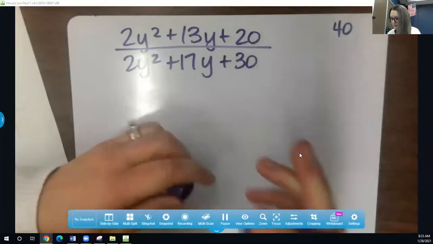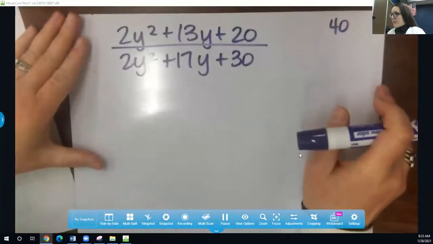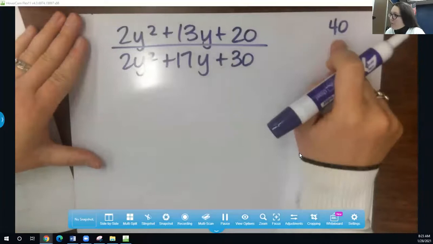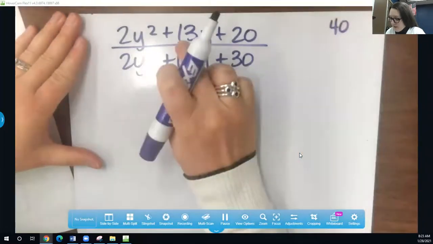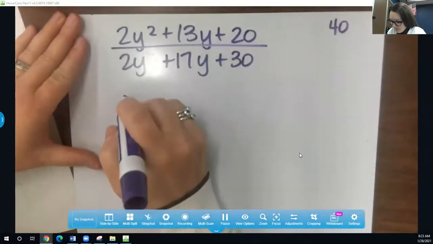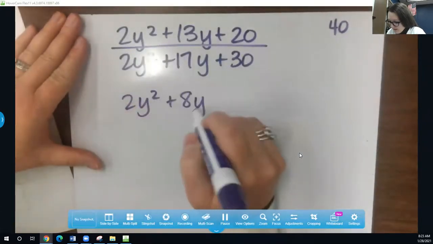If you don't like to do it that way, you can go about your own way. I like to split the middle term because it gives me the right answer every time. I don't have to keep guessing and checking. So I want to know what multiplies to get 40, adds to get 13. I'm going to say 8 and 5. So I'm going to split my middle term into 8 and 5.